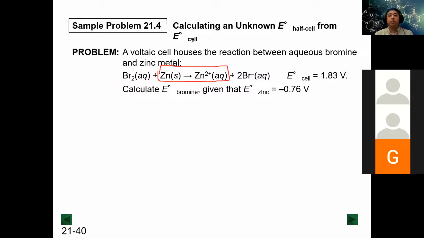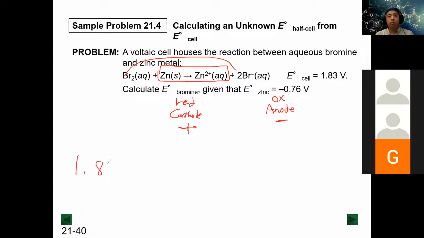By looking at this, what is happening to my zinc? It's undergoing oxidation, right? That also means that this is my anode, and also means that this is my negative one, okay? Bromine here is undergoing reduction, okay? So if bromine is undergoing reduction, this is my cathode, and this is also my positive value, or should have a more positive value when I calculate this.